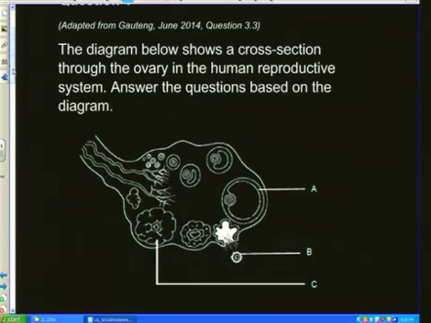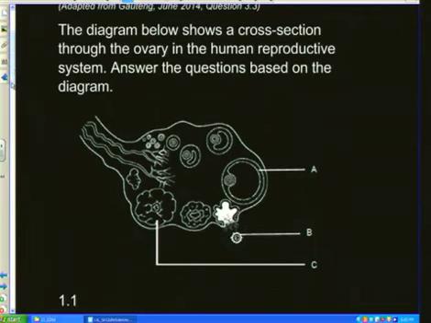The first one is adapted from Gauteng, June 2014, question 3.3. Before we even go there, the diagram below shows a cross-section through the ovary of a human reproductive system. So it already tells you that we're dealing with reproduction.